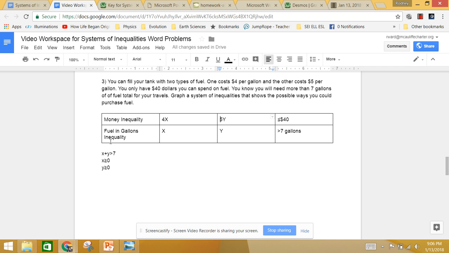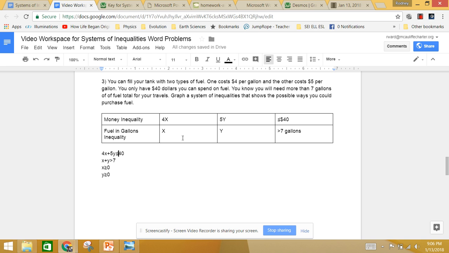These products are expressions of how much money I spend on the first fuel and on the second fuel. The total has to be less than or equal to 40. Okay, so now I can put in that final inequality. 4x plus 5y is going to be less than or equal to $40. I'll get rid of the dollar symbol for right now.